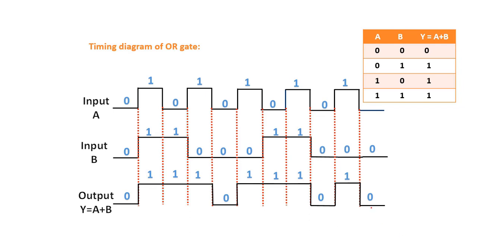In the first case we have seen here, input A is 0 and input B is 0 and the output is 0. Likewise, in the second case input A is 1 and input B is also 1 and the output is also 1. You can see it in the truth table. If both the inputs are 0, the output is also 0, and if both the inputs are 1, then the output is also 1. Similarly, for the rest of the red dotted lines, you can draw the output for the OR gate.